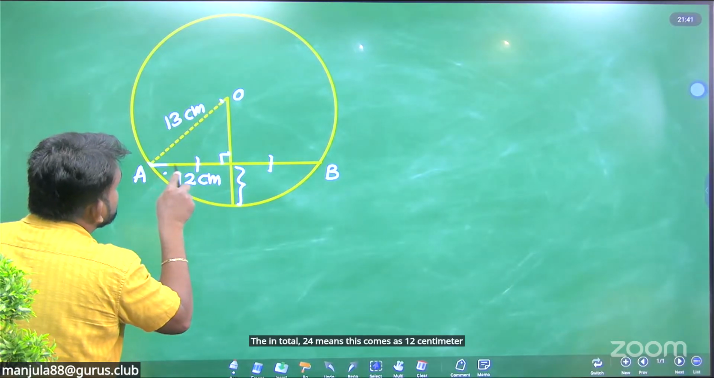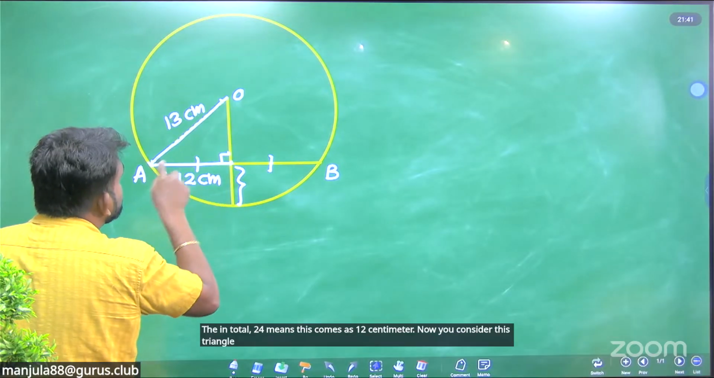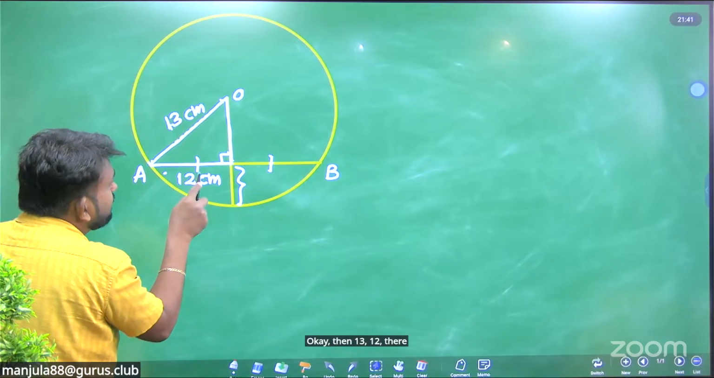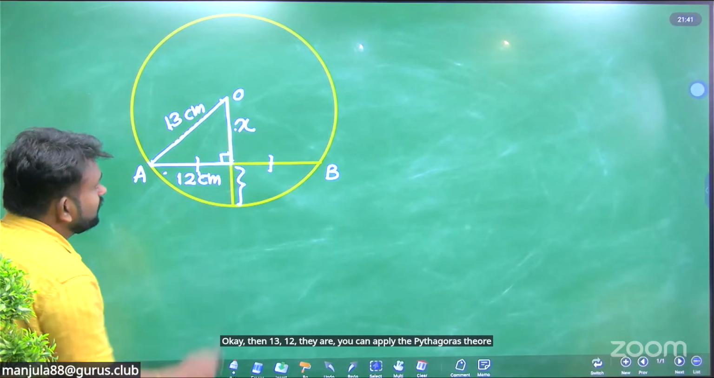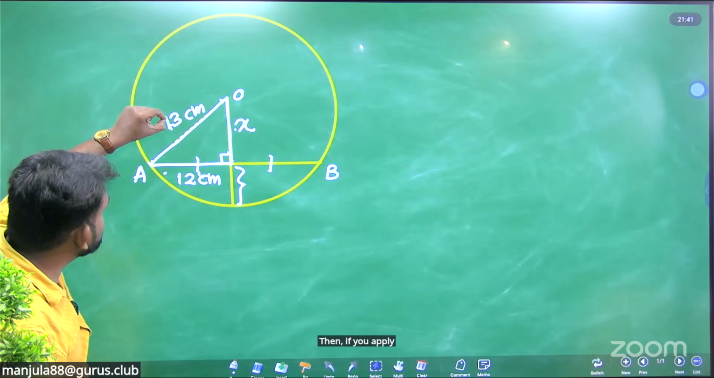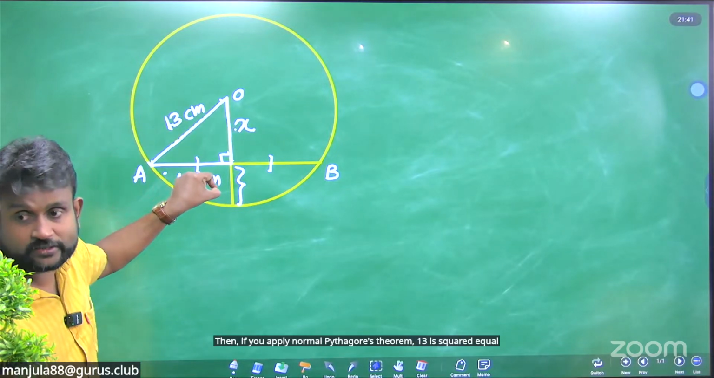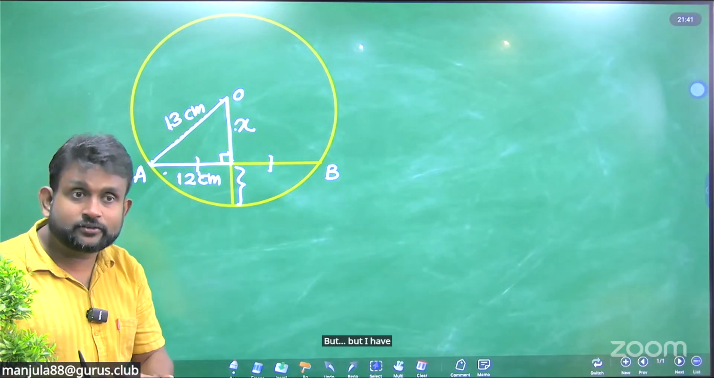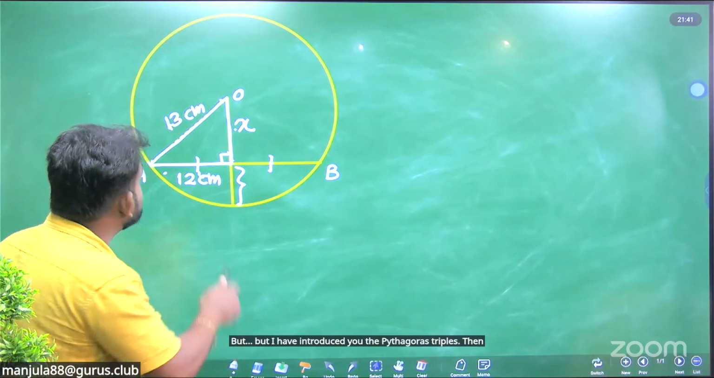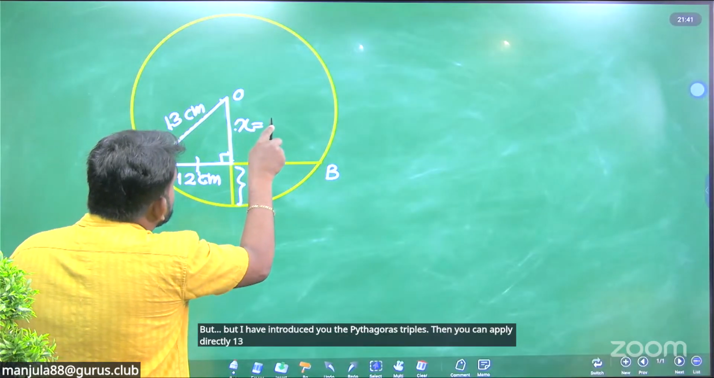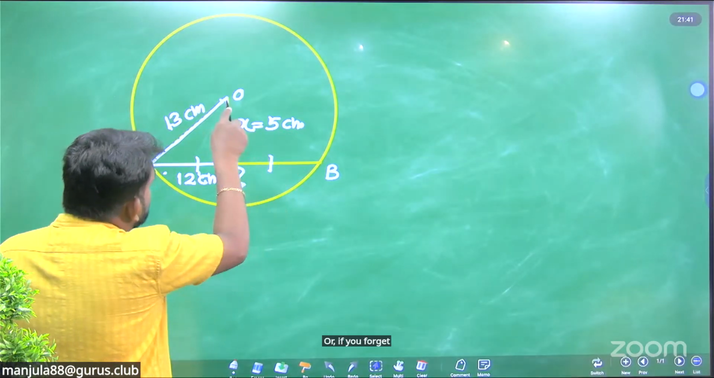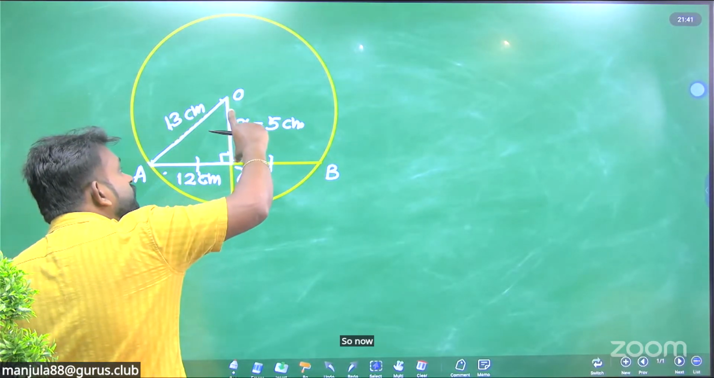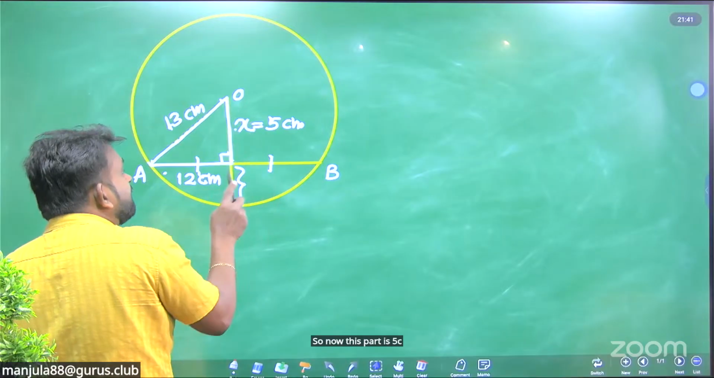Now you consider this triangle, which is a right angle triangle. Then with 13, 12 there, you can apply the Pythagoras theorem by putting x. If you apply the normal Pythagoras theorem, 13 squared equals x squared plus 12 squared. But I have introduced you to the Pythagoras triples, so you can apply directly. 13, 12 means here 5. Or if you forget that one, you can write the formal Pythagoras theorem and find x. So now this part is 5 centimeter, but they are asking for this other part.